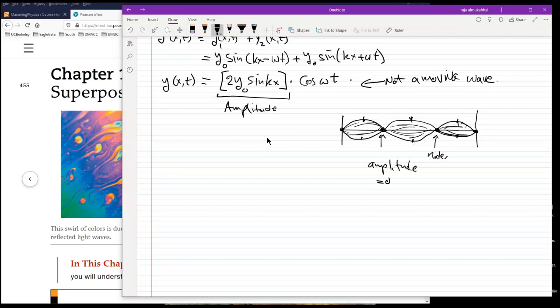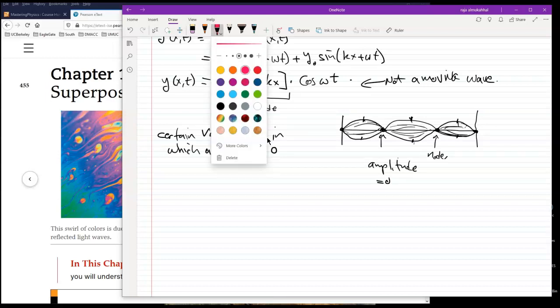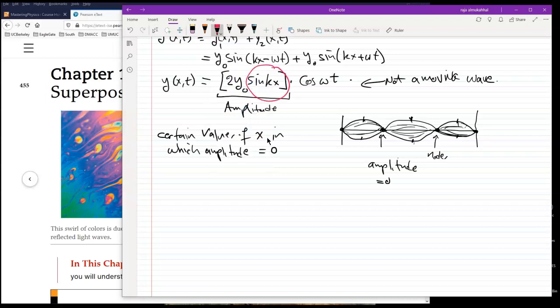So let me just write this sentence: certain values of x in which the amplitude equals 0. What are they? Remember, this is a sine. I'll use a different color. When this is equal to 0, this amplitude becomes equal to 0.